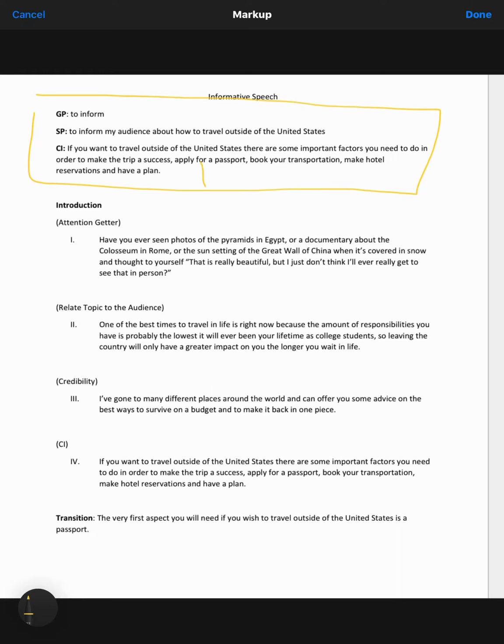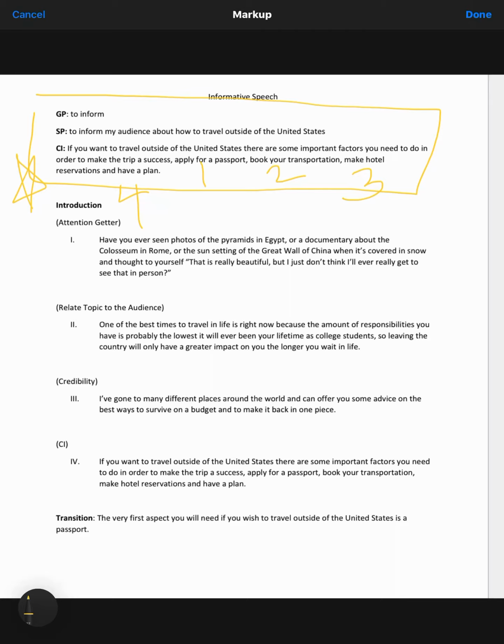Roman numeral number 1, apply for a passport. Roman numeral number 2, book your transportation. Roman numeral number 3, make your hotel reservations. And Roman numeral number 4, have a plan. So that was the student's 4 main points that was found within the thesis statement, and you could actually see how it plays out within the speech. But that's in files.